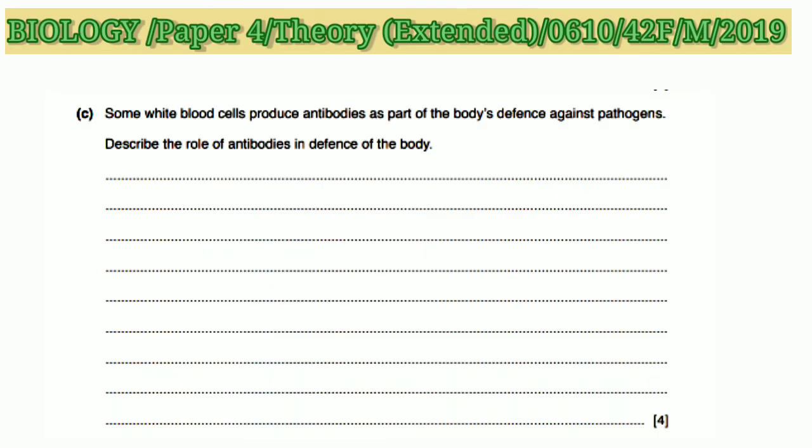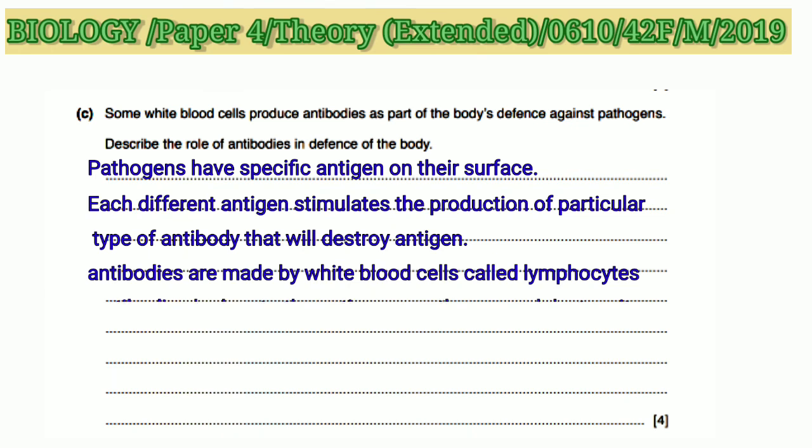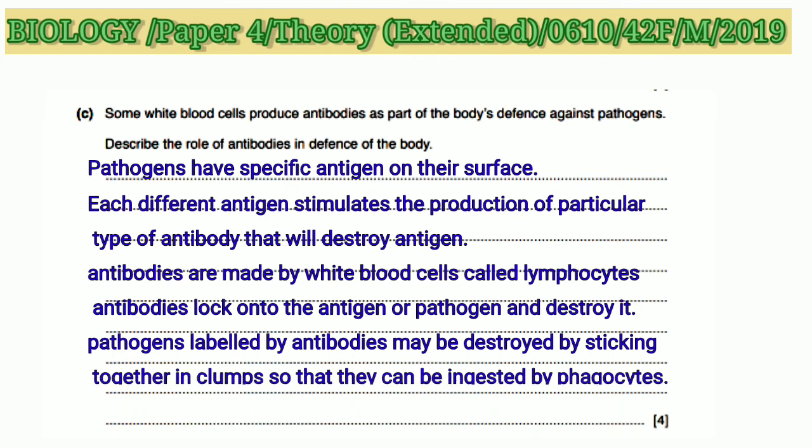Sub-question C. Some white blood cells produce antibodies as a part of the body's defense against pathogens. Describe the role of antibodies in defense of the body. Pathogens have specific antigen on their surface. Each different antigen stimulates the production of a particular type of antibody that will destroy the antigen. Antibodies are made by white blood cells called lymphocytes. Antibodies lock onto the antigen or pathogen and destroy it. Pathogens labeled by antibodies may be destroyed by sticking together in clumps so that they can be ingested by phagocytes.